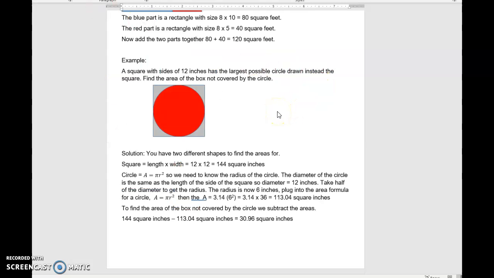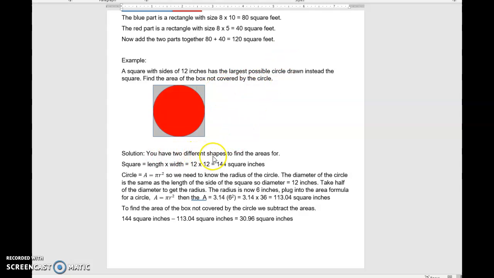Now in your practice problems, you may have a combination of 2 different shapes. So as you're doing your problems, just make sure that if you have 2 different shapes involved in a problem, just work them one at a time. So we have a square with sides of 12 inches that has the largest possible circle drawn inside the square. Now we want to find the area of the box not covered by the circle, the part that is in gray. The circle covers everything that's in the red. The box covers everything that's in gray, including what's behind the circle. But I want to find out which is not covered.